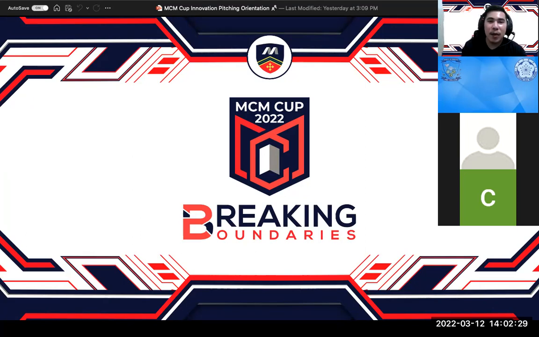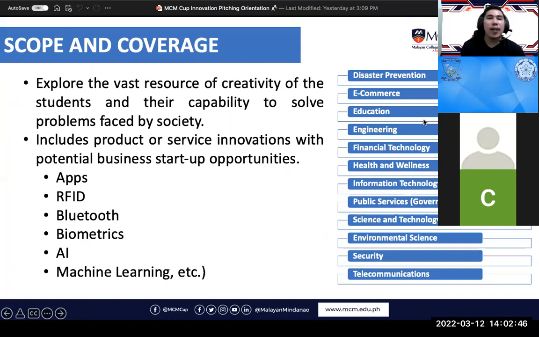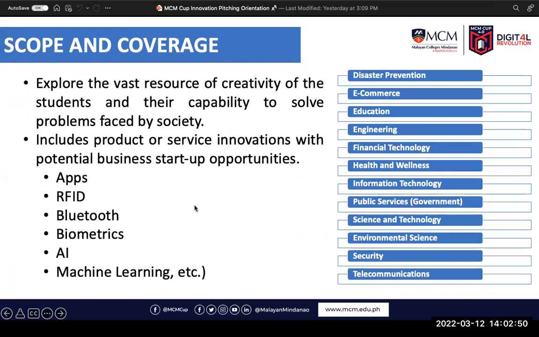This time I'm going to run you through the mechanics. I would just like to reiterate, I know you have already read this ahead of time since we sent it to you. So let's go over the mechanics. Here we have the scope and coverage. The goal is to explore the vast resource of creativity of our students in the field of innovation and ideation, making an idea become reality.